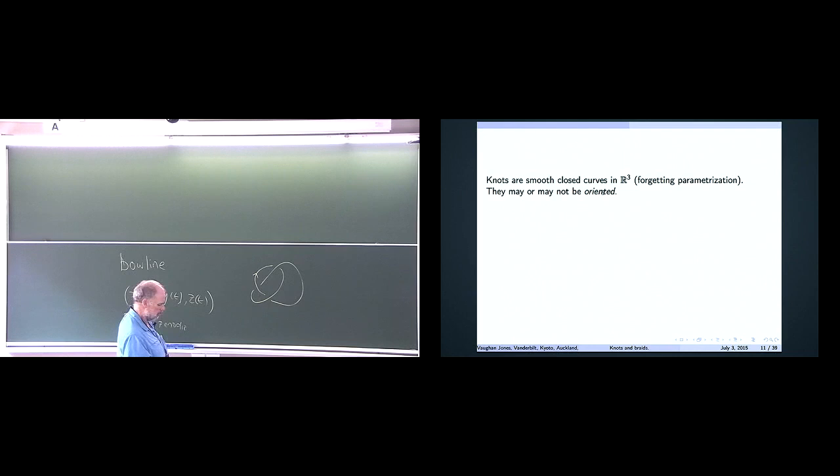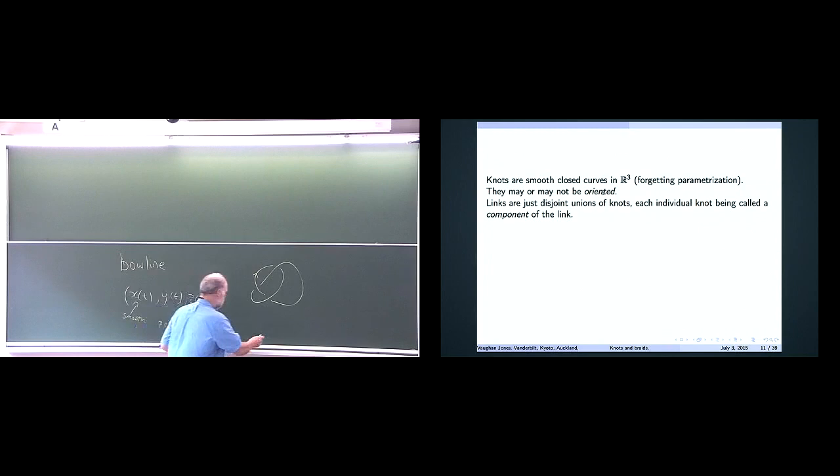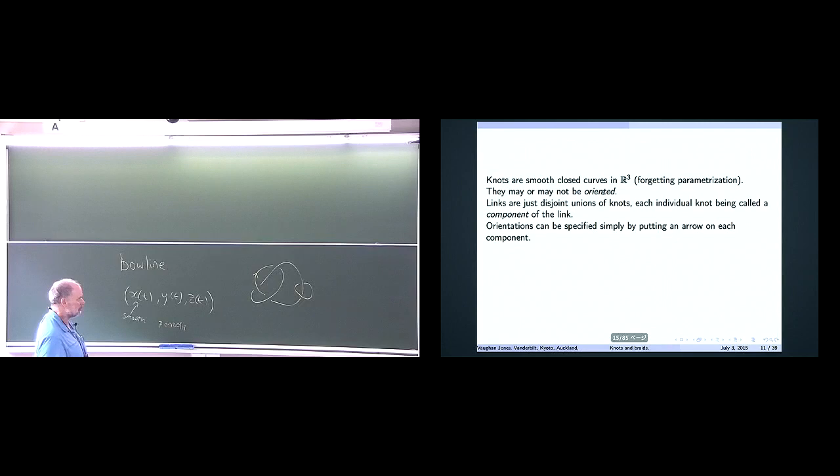And links, the next important word, is links. So we have knots. Links are just disjoint unions of knots, each individual knot being called a component of the link. So, for instance, I could easily add a component to this one simply by doing that. There I've got a link with two components. And for orientations, I could just put an arrow on each of the components if I wanted to.